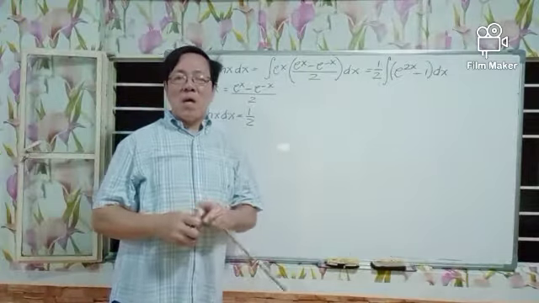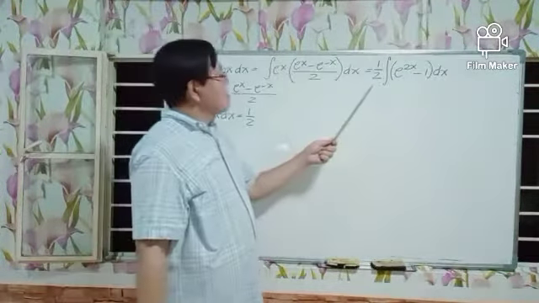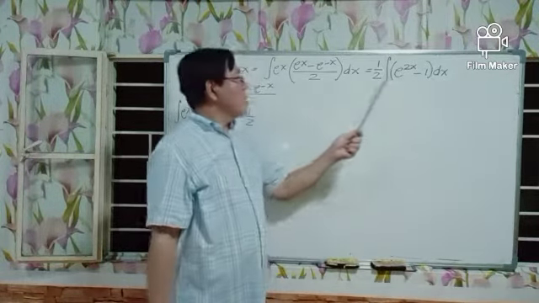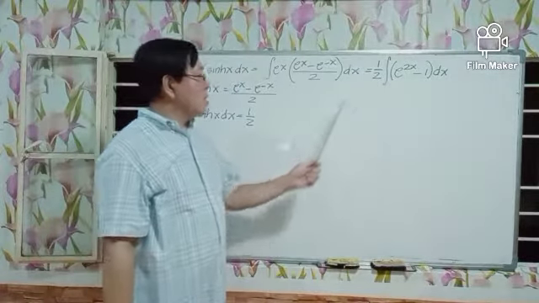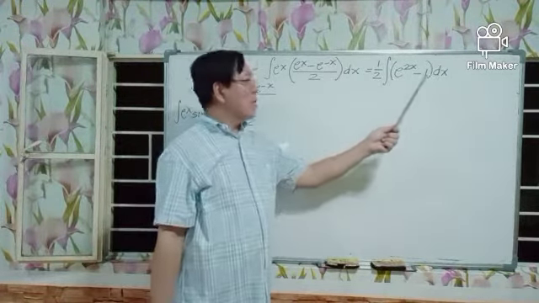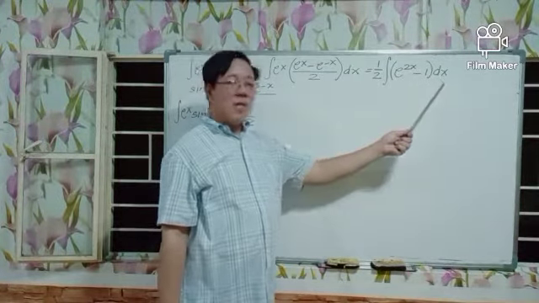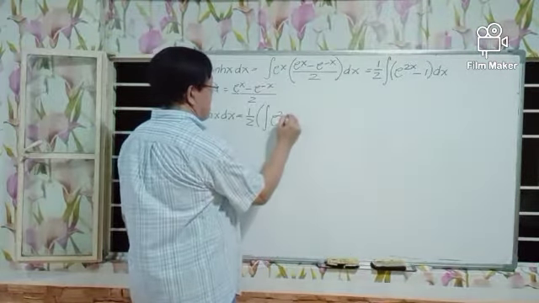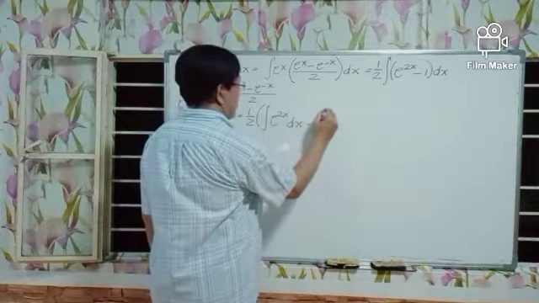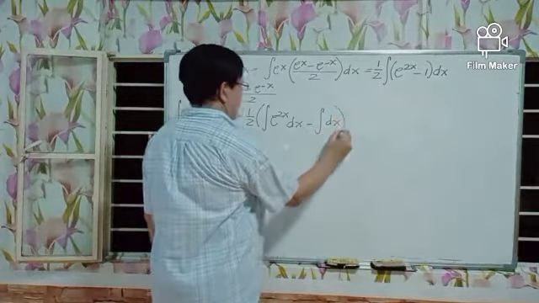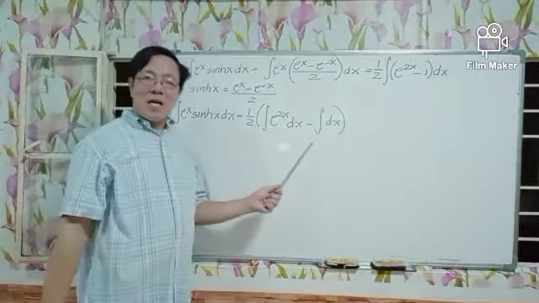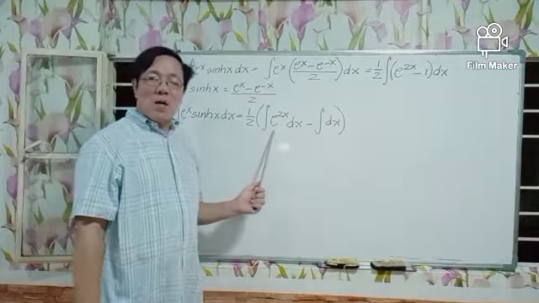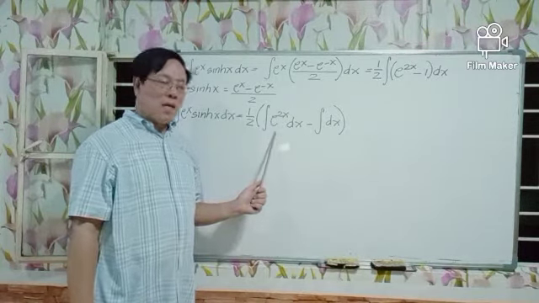And we now apply one of the properties of integrals. We distribute the integral sign to each of these terms, and we distribute dx. So this is now equal to 1/2 times the integral of e to the 2x with respect to x minus the integral of dx. The second term is readily integrable. The integral of dx is x. For the first term, we make use of substitution. We let u equals 2x.